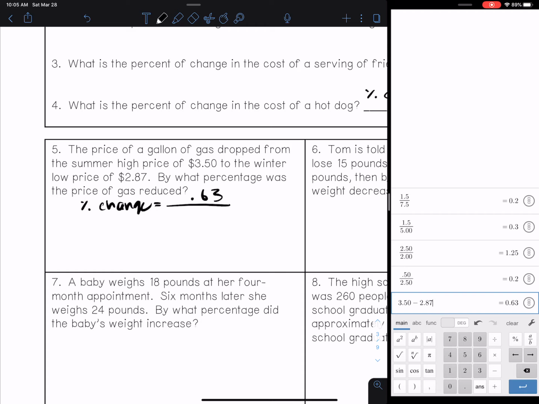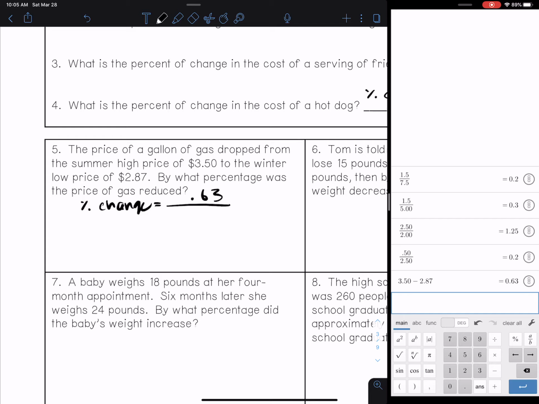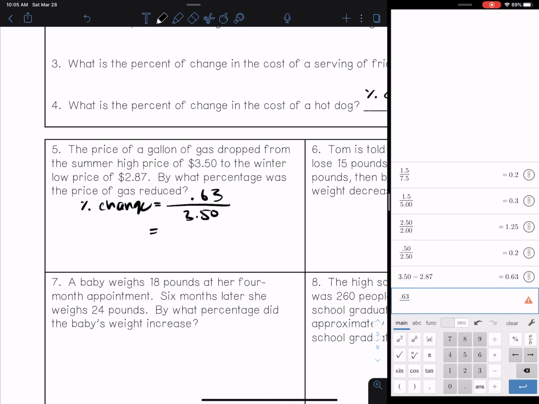Divide that by the original summer high price, so it's going to be $3.50. So it's 0.63 divided by $3.50. So it has a 0.18. But remember, write this as a percentage. It's going to be 18%. And was that an increase or a decrease? Well, it says that it used to be $3.50, now it's $2.87, so this is a decrease.